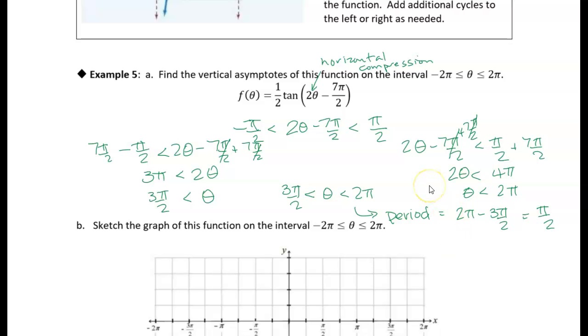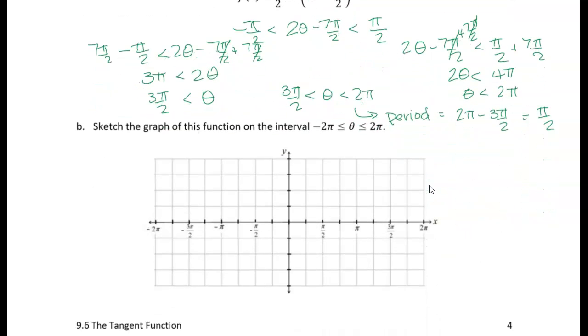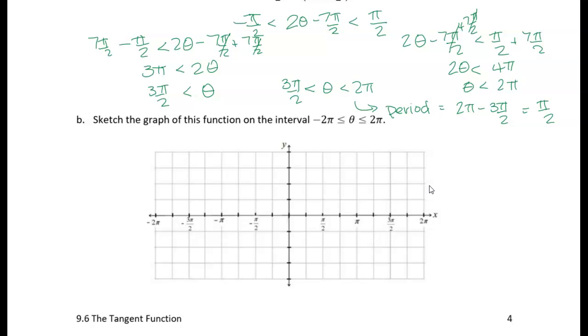So let's draw in where those asymptotes are, at least the asymptotes that we just found, right? We have 3 pi over 2, which is going to be, so pi over 2, well, here's 3 pi over 2 right here, right? There's 3 pi over 2, and here's pi over 2. That's one period, right? So my normal negative pi over 2 to pi over 2 asymptotes got shifted over to 3 pi over 2 and 2 pi.